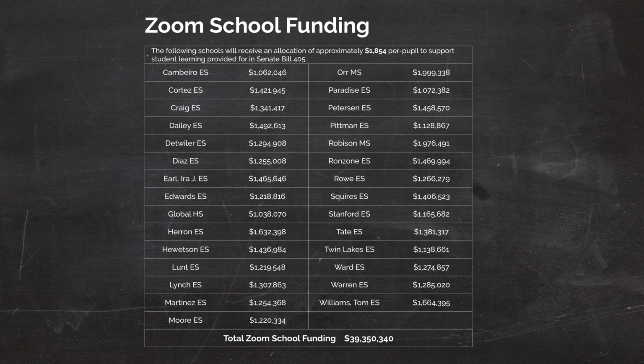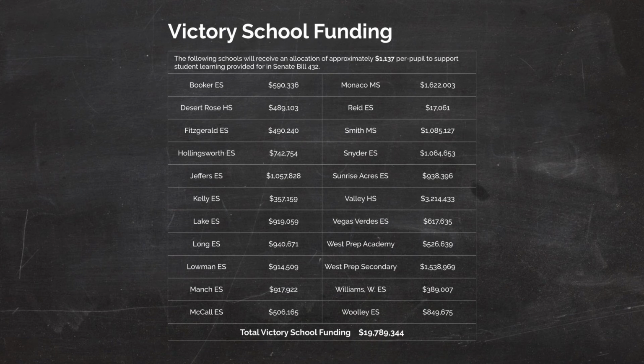The metric here was to find the schools with the highest population of English language learner students. Total Zoom school funding is approximately $39.3 million in the Clark County School District. In the 2015 legislative session, the legislature additionally provided funds for what we call victory schools. Victory schools are schools to help support our most at-risk students.